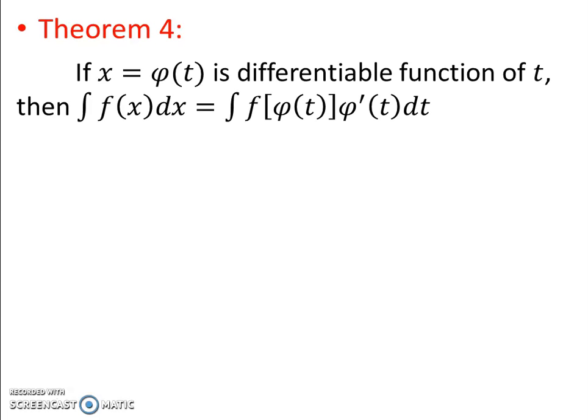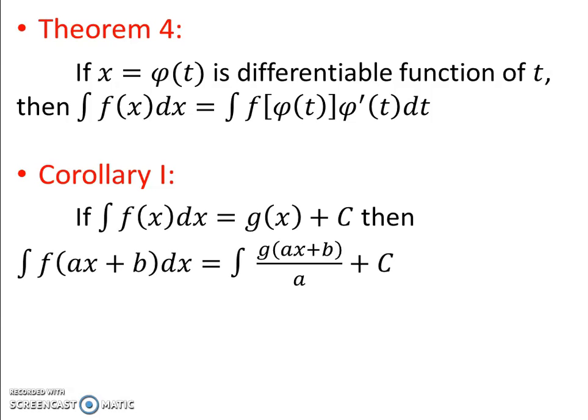So theorem number 4: if x equal to phi of t is a differentiable function of t, then integration f of x dx equals integration f of phi of t into phi dash of t dt. That is what we have done here. We have just substituted x equal to phi of t in the left hand side, and that will reduce us to integration f of phi of t into phi dash of t dt. So this is how the substitution method is useful.